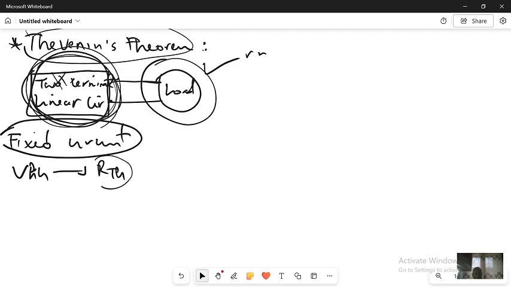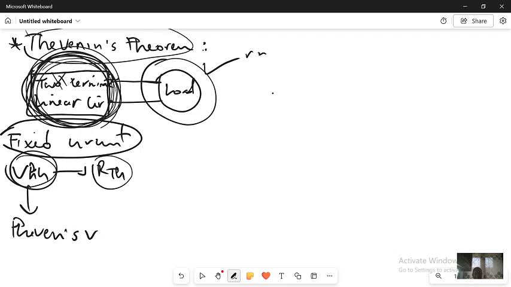This resistor RTH represents all the resistors that are in the linear circuit, and VTH is the voltage which represents the voltage of the two-terminal linear circuit. So we are going to convert this two-terminal linear circuit to a VTH, which we call Thevenin's voltage, and RTH, Thevenin's resistor.